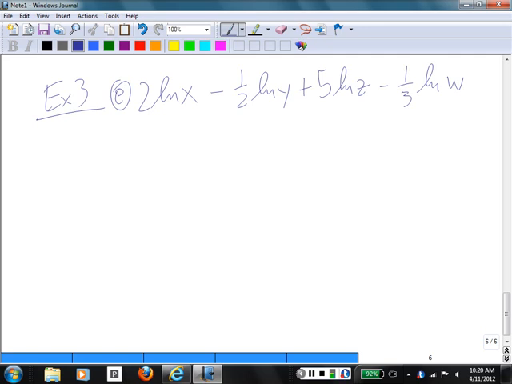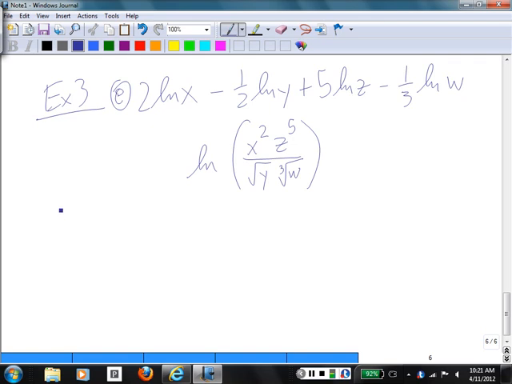One step. What's the last letter? W? Oh, it's a W. Yeah, W. What is the final answer? Natural log of what? X squared? 1 or 5. Square root of that. Z to the 5th? Square root of log. Just like that.